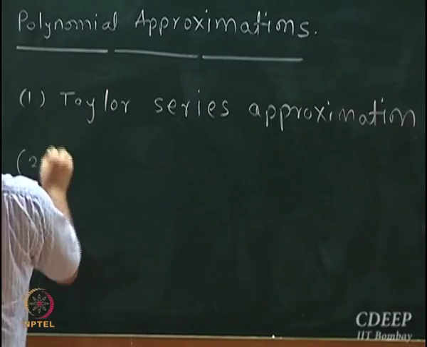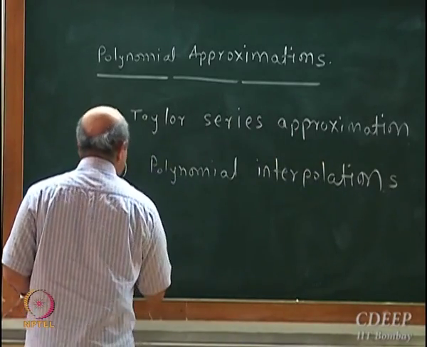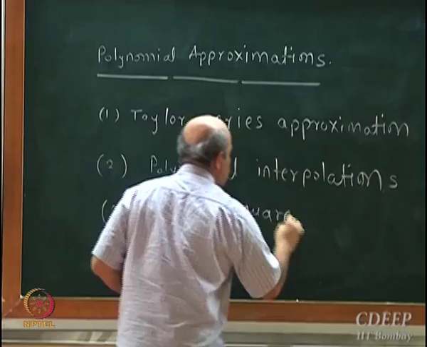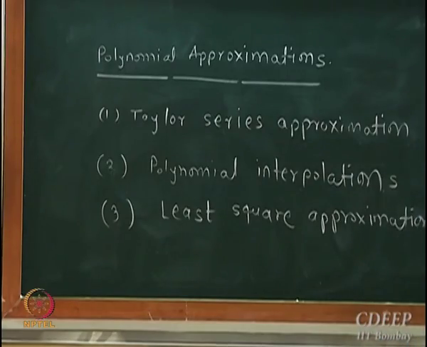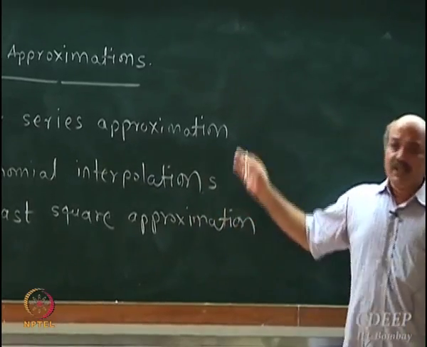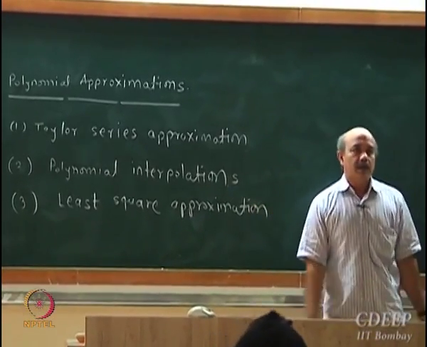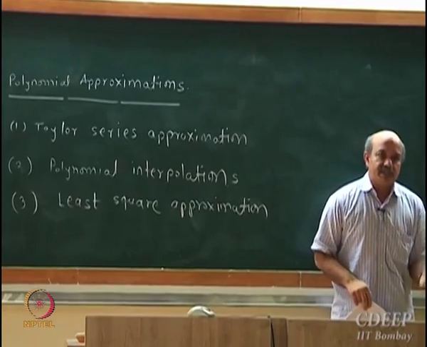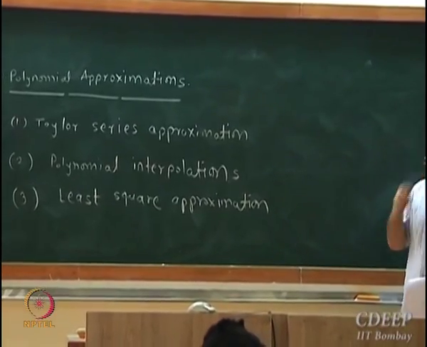The second one we will look at is interpolation. And the third one is least square approximations. By and large, we'll stick to polynomial approximations, but we'll also look at function approximations in between and so on. So these three basic tools give us a way of constructing these polynomial approximations. The Weierstrass theorem only gives you existence. How you actually construct these polynomial approximations will be done through these three approaches.